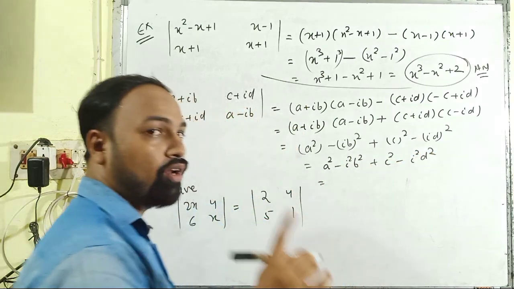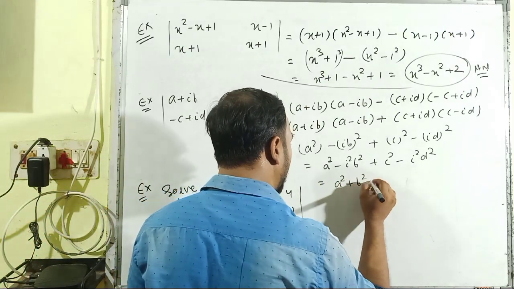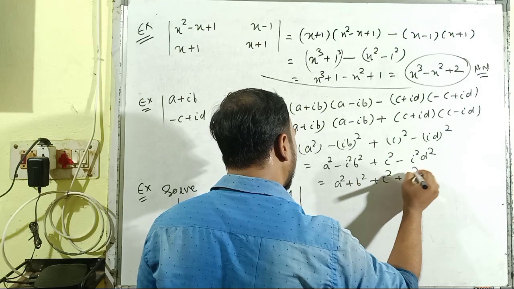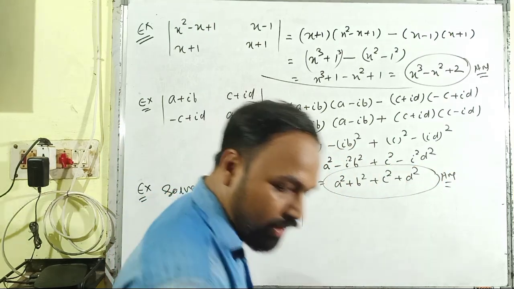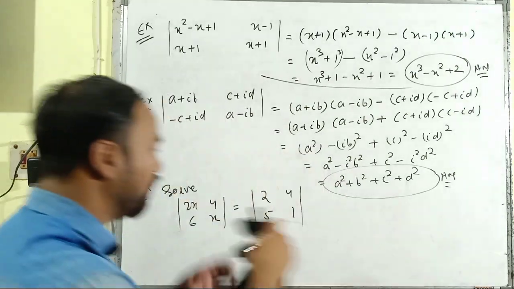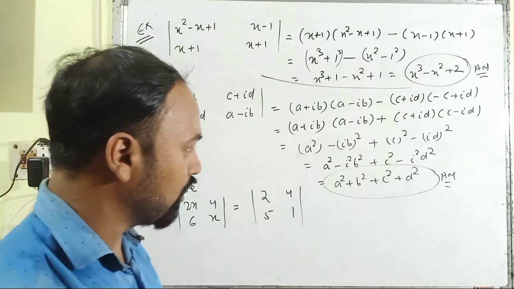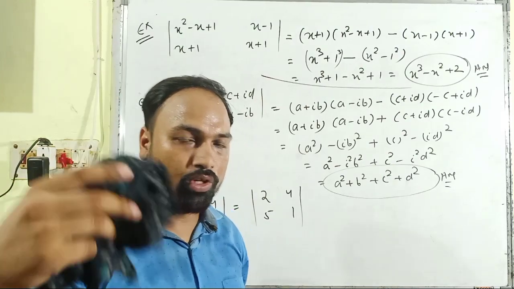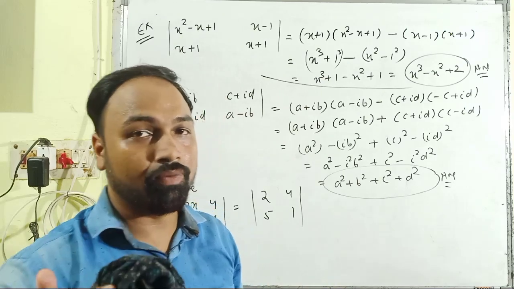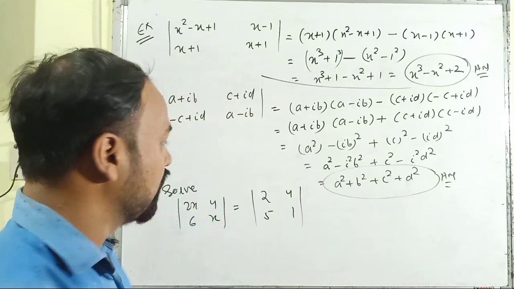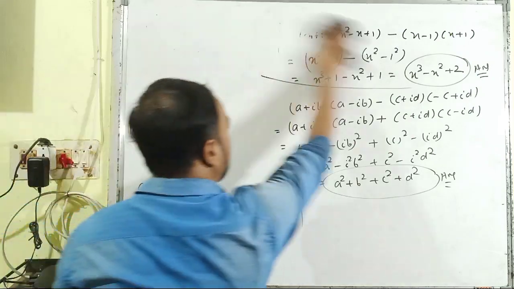But you know that the value of i square is minus 1. So it is a square plus b square plus c square plus d square, and here it is the answer for the problem. Then let us move towards the last problem of this current video session. After this video session, in the next video session, we will move forward to finding out the value of the determinant of a square matrix of order 3. Okay, let us move towards the last problem.